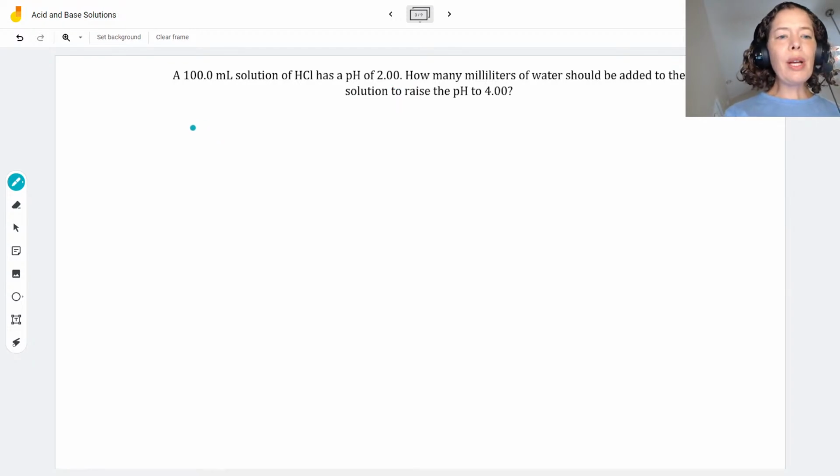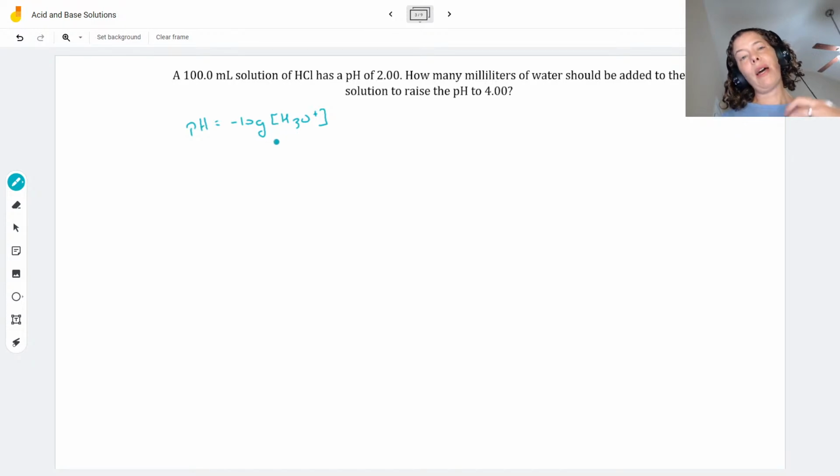Again, remembering that pH is equal to negative log of my hydronium concentration. All right, but I also need to connect my hydronium concentration to my hydrochloric acid, just like we did for our sodium hydroxide in the previous problem. The great thing is this is another one-to-one.